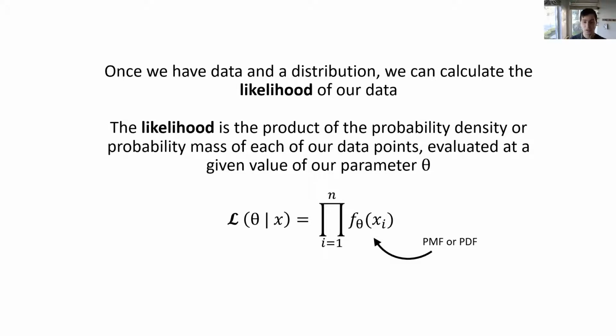Once we've chosen a probability distribution and its parameters, we calculate the likelihood of those parameter values by evaluating the probability density or probability mass function on each of our data points and multiplying those values together. So the likelihood for a given set of data points, x, and a given parameter value, theta, is the product of the probability mass or probability density of each of our data points given theta.